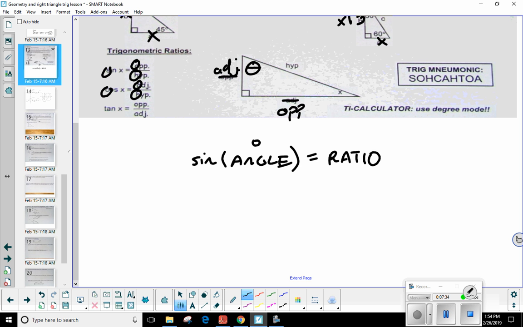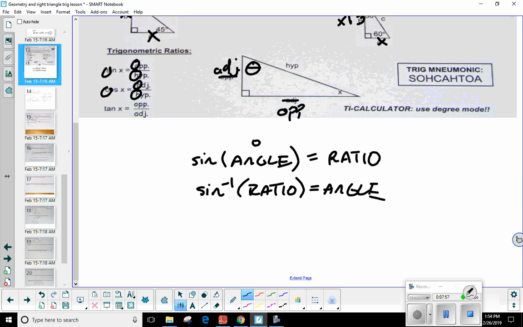So if I had the side lengths but I wanted the angle, then I'd take the sine inverse of the ratio, and that would give me the angle measure. And the ratio stays the same. You don't flip the ratio or anything? No, the ratio will stay the same. The ratio only changes if you take the reciprocal.